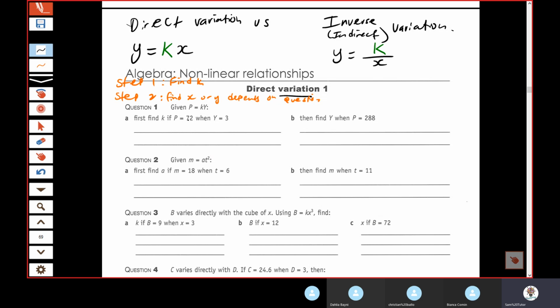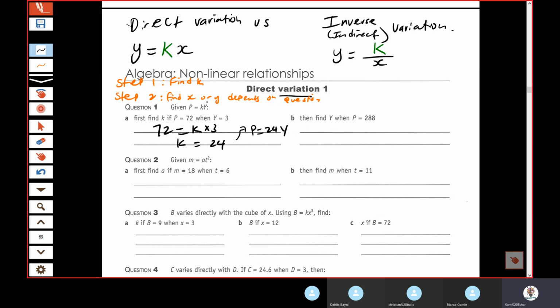First find k if p equals 72. So you guys got to actually memorize step 1, step 2. First find k if p is 72 and y is 3. See how I said? They're going to give you your y and x value to find k first. So p is 72, k times y is 3. How do I get rid of times 3? Divide. So 72 divided by 3 gives you k equals 24. That's your step 1. So technically you have this new equation: p equals 24y.